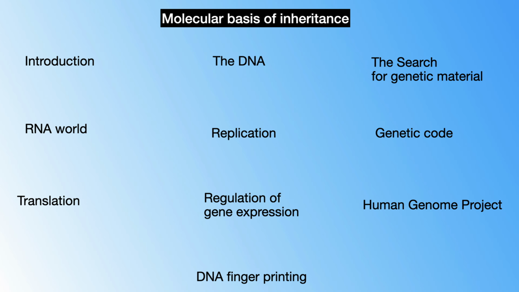PCR acts like a molecular photocopier. It takes a tiny microscopic amount of DNA, even from a single cell or a single hair follicle, and amplifies it, that is, makes millions of copies.